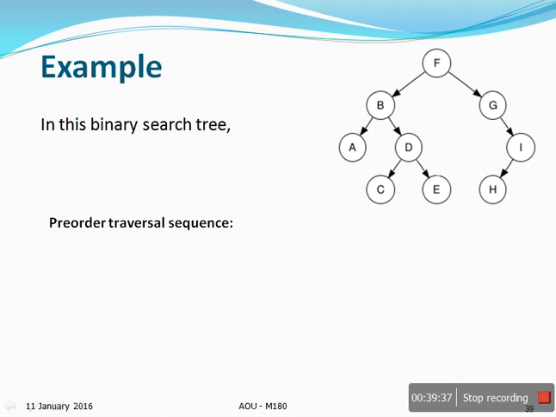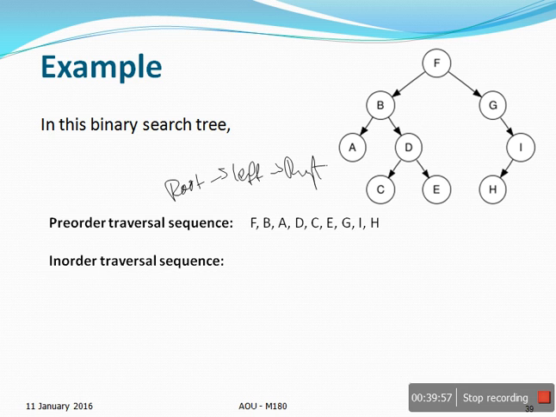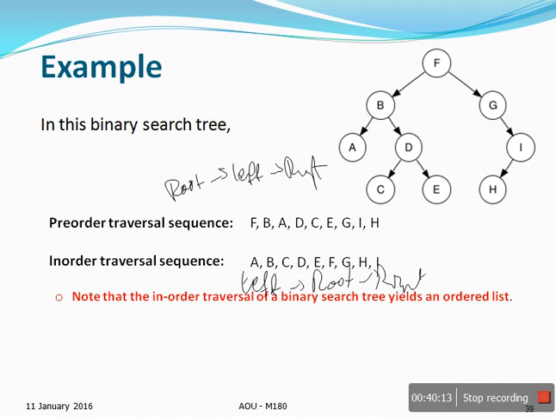For example, in this binary search tree, what is the pre-order traversal? So you have to go pre-order, okay. The pre-order says first the root, then the left, and then the right. So you have to calculate in the same fashion as what we did. For the in-order, you have to calculate first the left, then the root, and then the right, and you have to get A B C D E F G H I. And the post-order, sorry, this is not given over here.